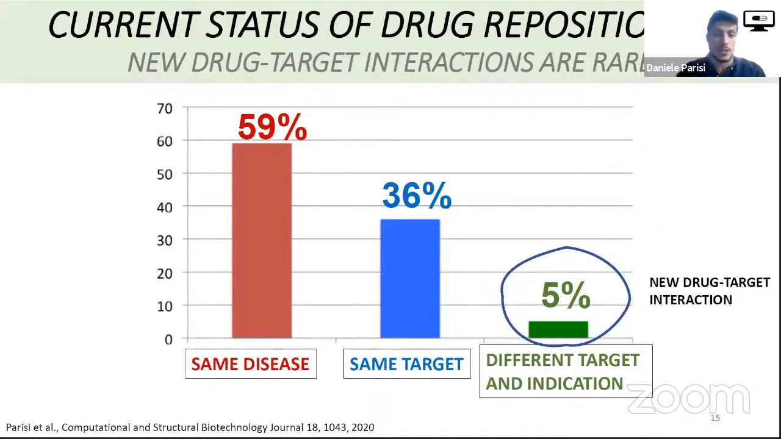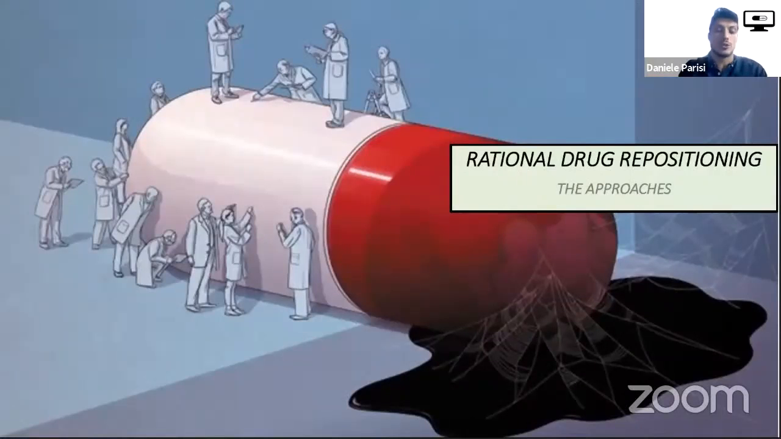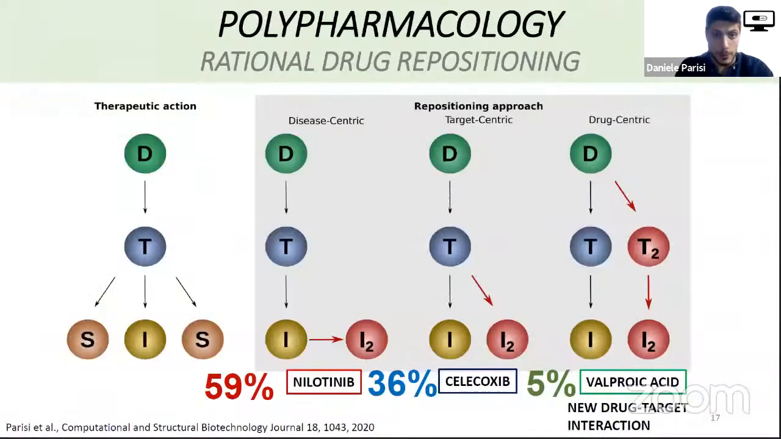So only those 5% have a new drug target interaction, which is maybe the most interesting from the academic point of view among all the repositioning processes. So now I'm going to show you some approaches that have been explored and studied in order to make this drug target interaction prediction more possible to happen.